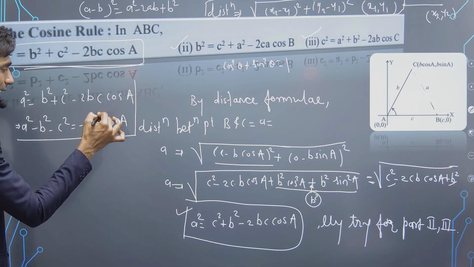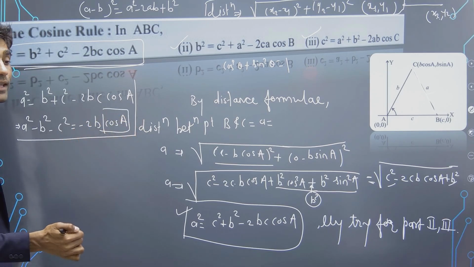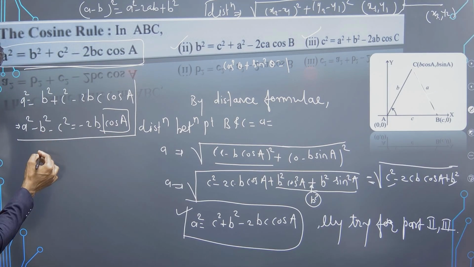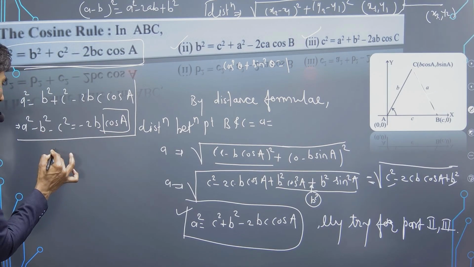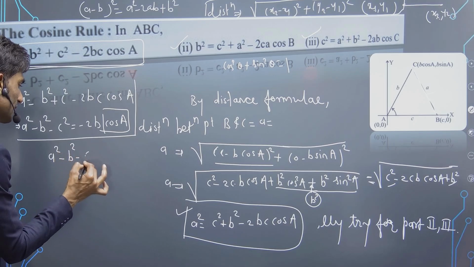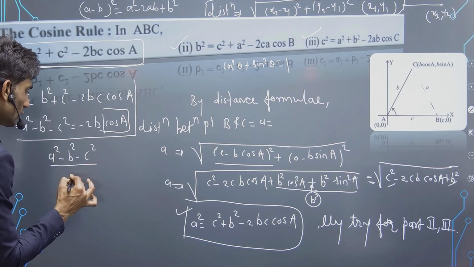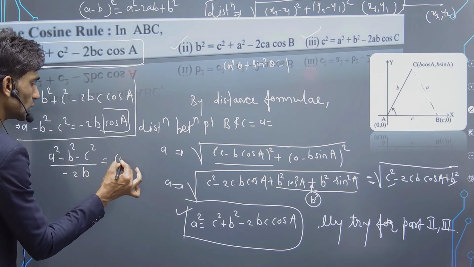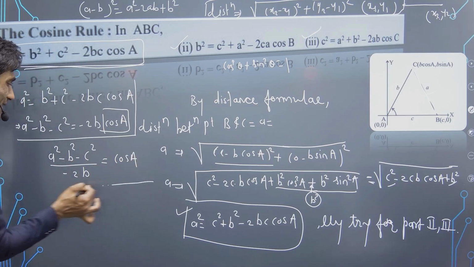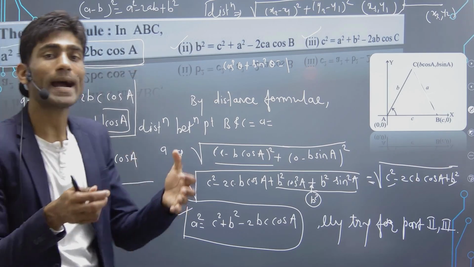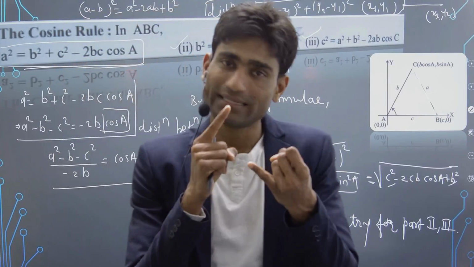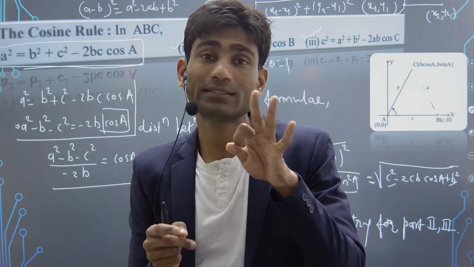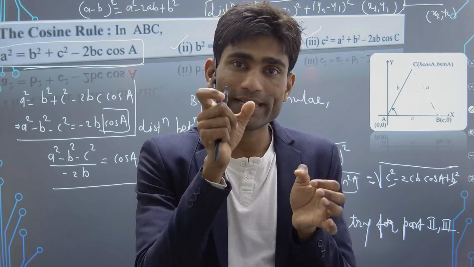For finding cos theta, we take these terms to the other side. So we get a square minus b square minus c square upon negative twice of bc, which is equal to cos a. So this is the value for cos a. If you are given the three sides a, small b and small c, how can you deal with such a question?